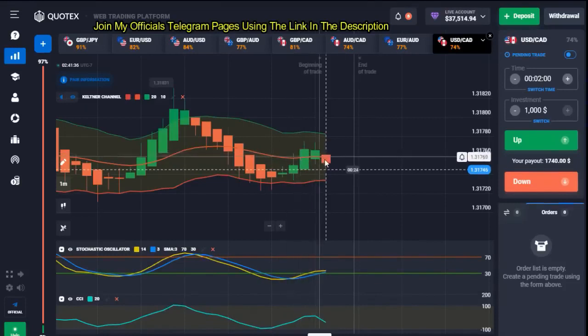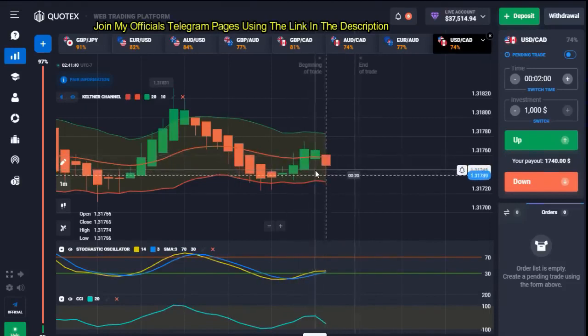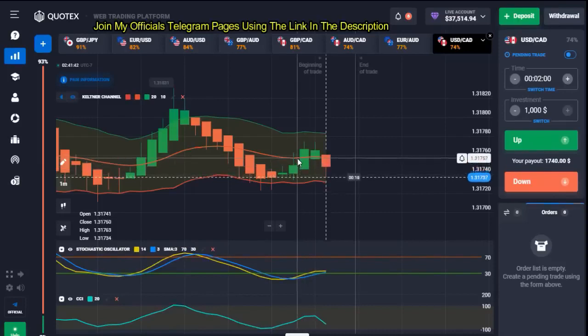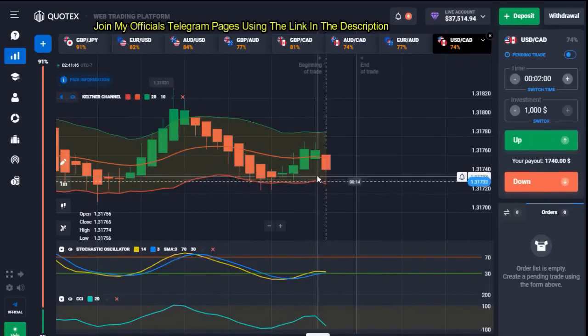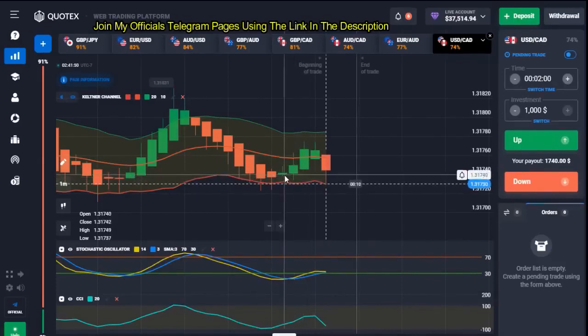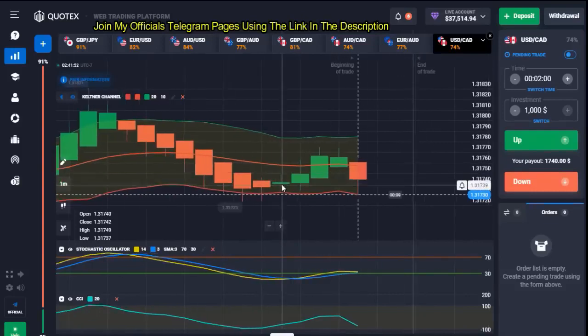What I mean is that if you already have the candle inside the kidney channel, always make sure that the space between the middle line of the kidney channel and the last line is very wide. Always make sure that the candle, just starting out like this particular candle here, still has very much space.